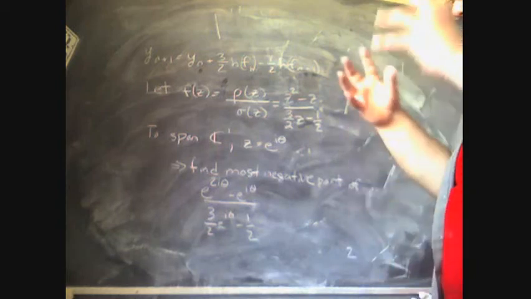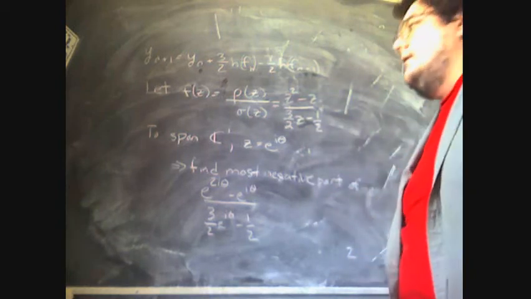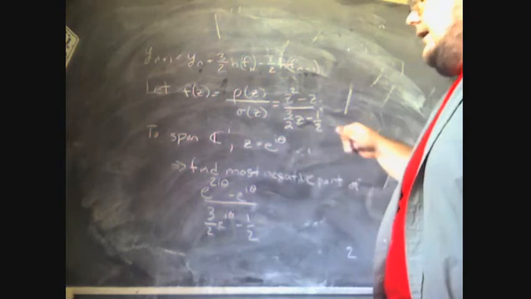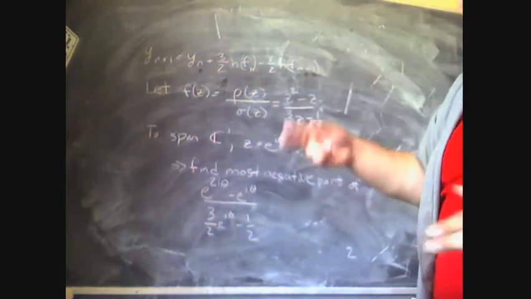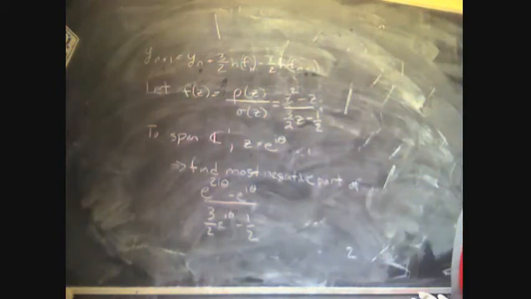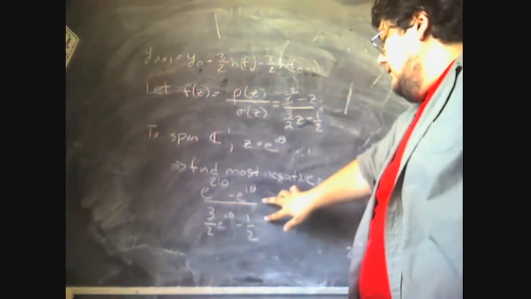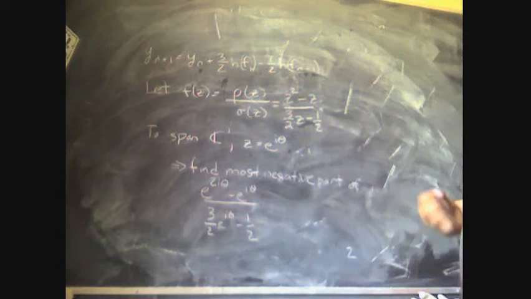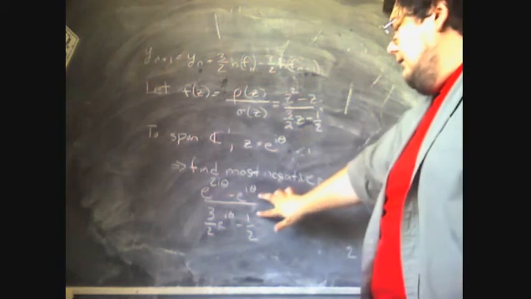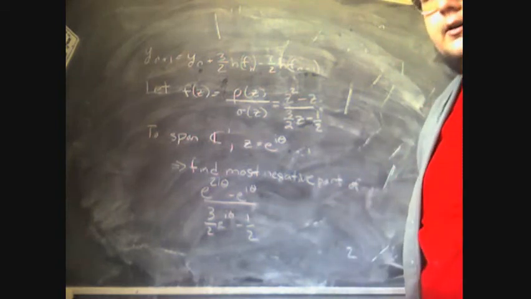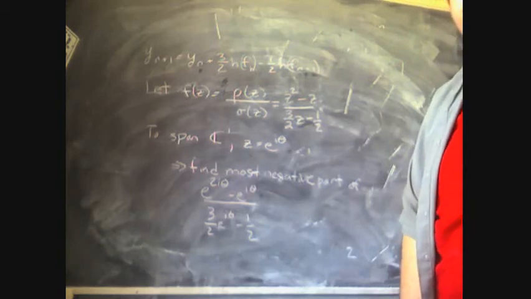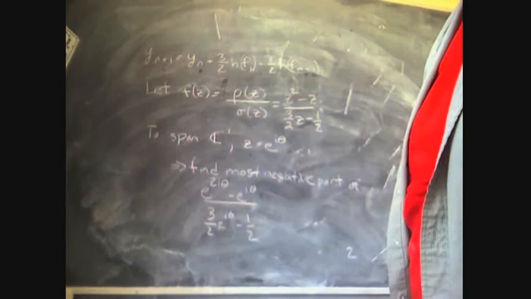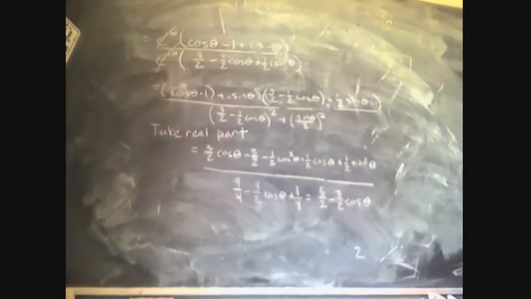In order to find this region of stability, we let z equal e to the i theta. That way we can vary theta and we can exactly know where our boundary is. So now our question is to find the most negative real part of this nasty thing. I'm going to do some nasty algebra, and I'll get back to you on that. And there's my work so far. Okay, bye.